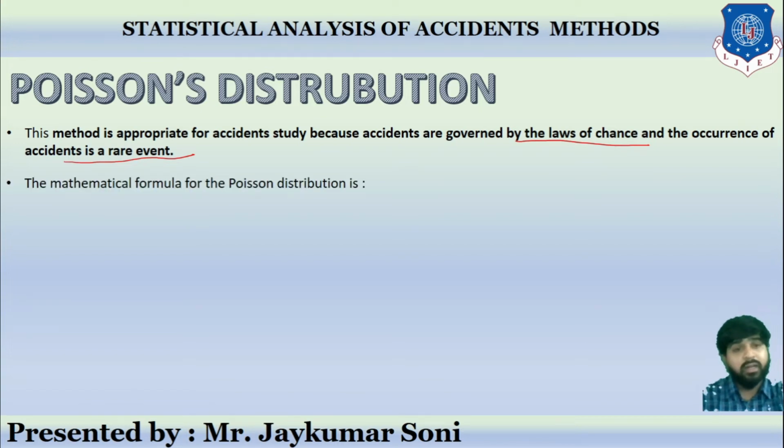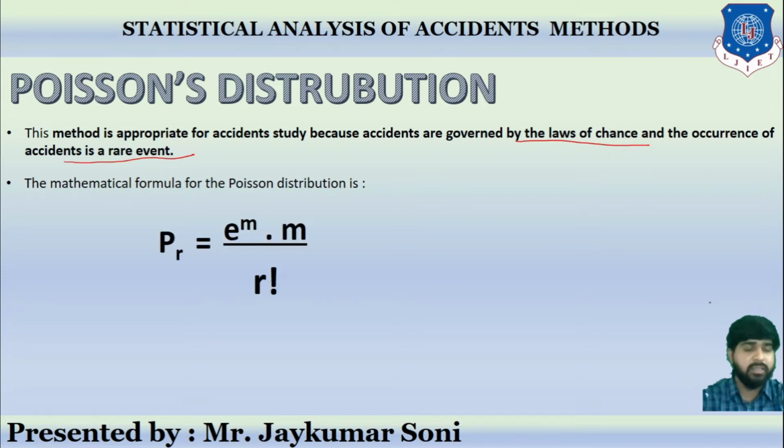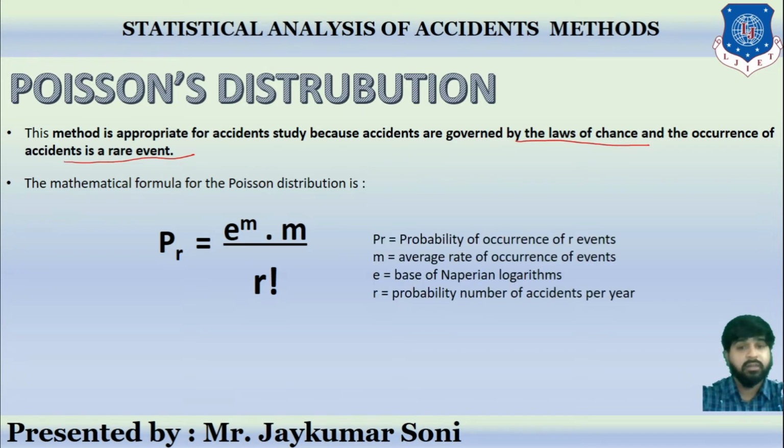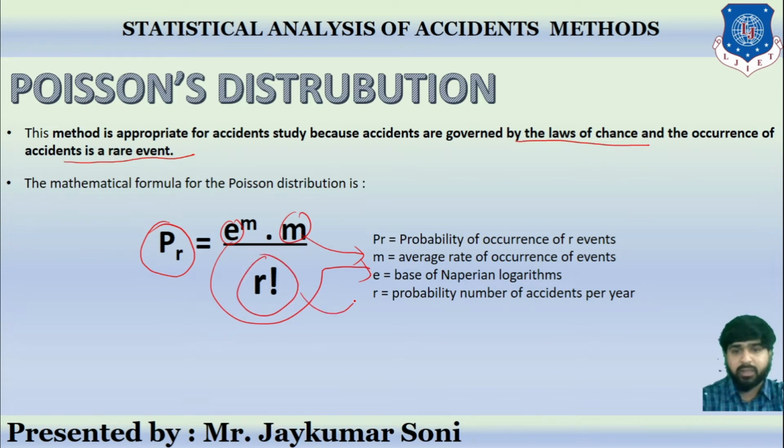There is a formula for Poisson's distribution, and that mathematical formula is like this: P(r) is equal to e raised to minus m into m to the power r by r factorial, where P(r) stands for probability of occurrence of r events, m stands for average rate of occurrence of event, e stands for base of Napierian logarithms, and r stands for the number of accidents per year.